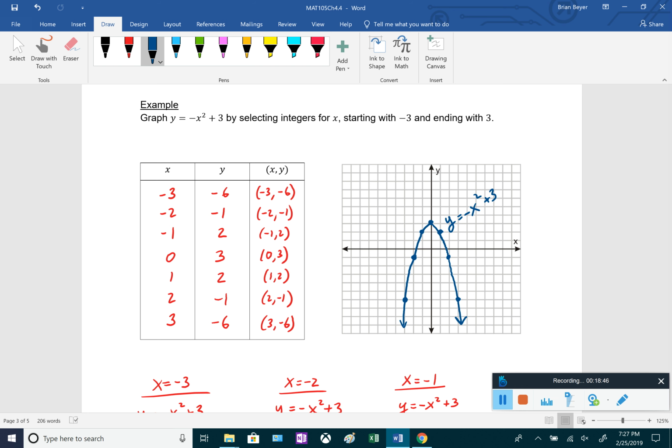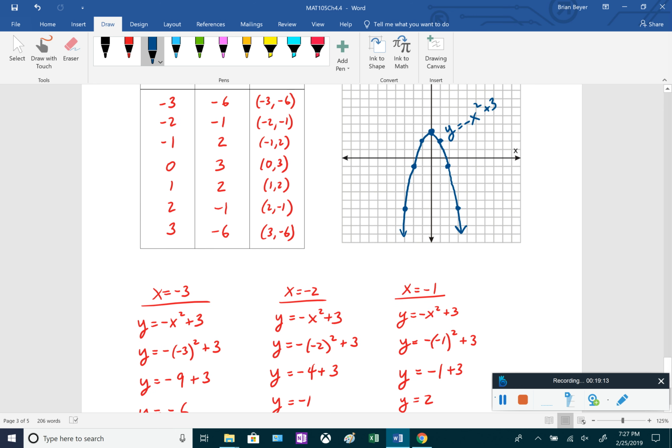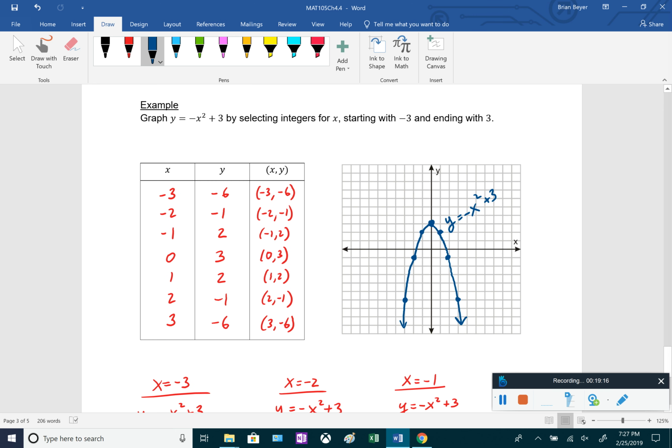Once again, we have this vertex, that turning point, here at 0 comma 3. And also recognize that these are symmetric. The last two that we did are symmetric over the y-axis, meaning they're mirror images of themselves over the y-axis. Okay, so this is another parabola, except it's opening downwards. Okay, so I believe that is it for section 4.4.